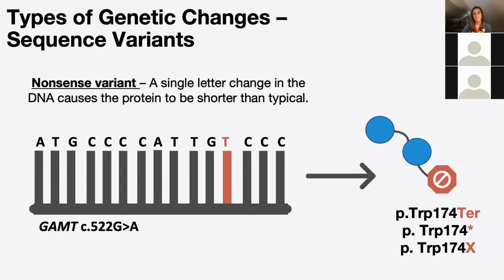And this makes the protein shorter than typical, which might not be able to function as it typically does in the body. In the protein change on your report, if it's a nonsense variant, you might see the typical amino acid at that position, so the number, the typical abbreviation here, and then things like TER, stars, and X's are used to denote early stop signals or those nonsense variants.